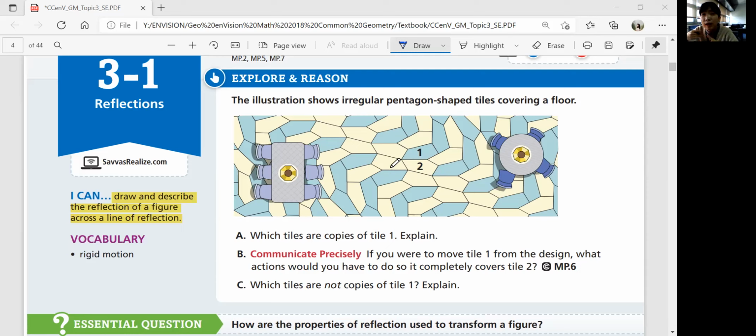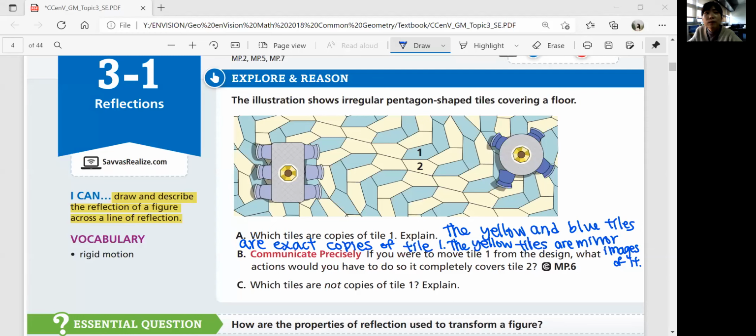They're flipped, aren't they? It's almost like they're reflected across the line that they meet, right? So the beige tiles are mirror images of the blue tiles. Let's write that down. Okay. If you were to move tile 1 from the design, what actions would you have to do so it completely covers tile 2?